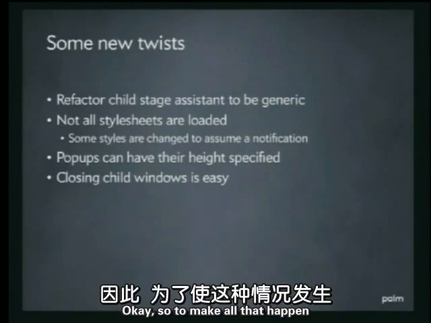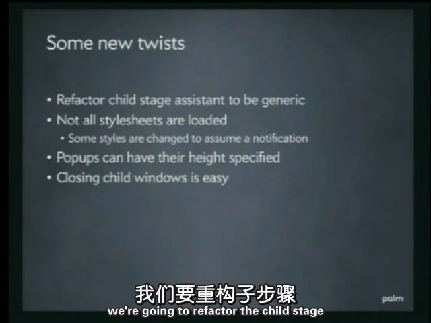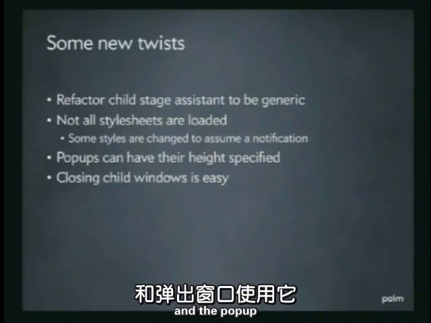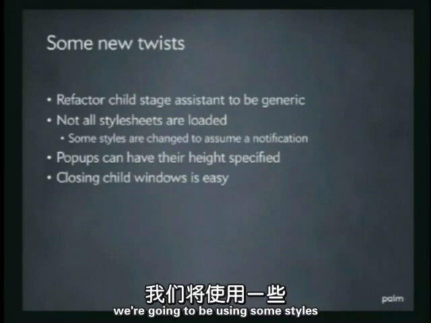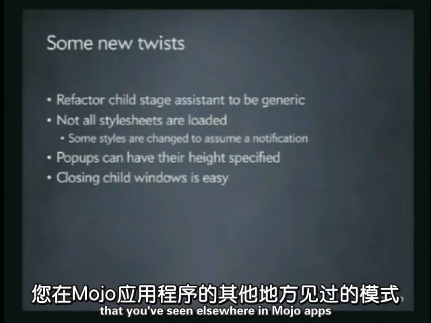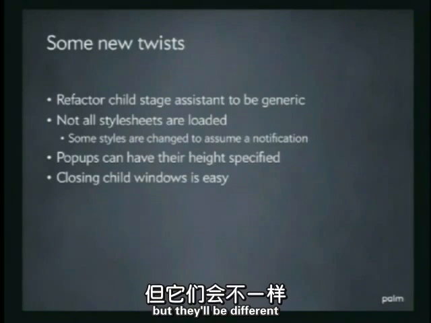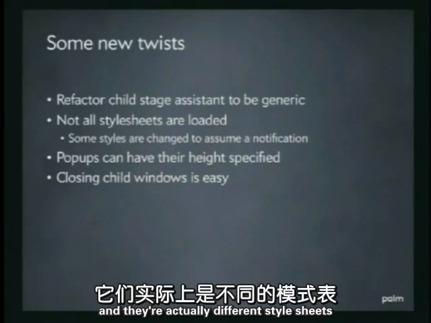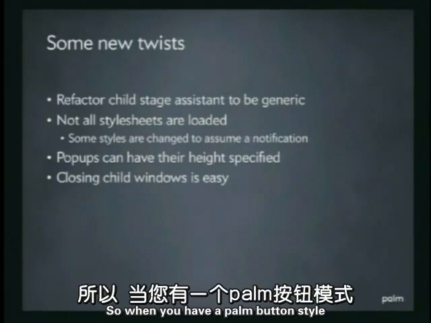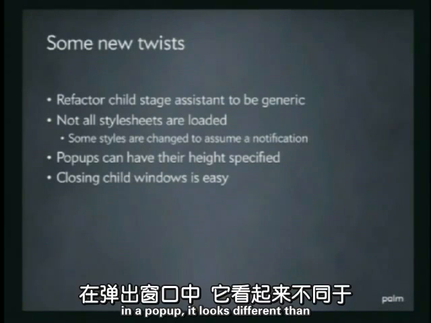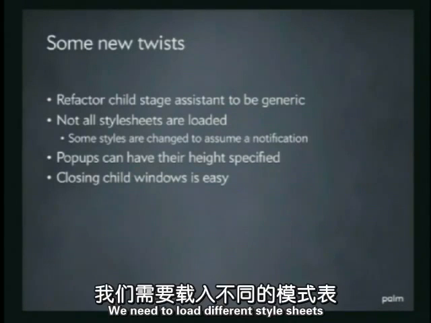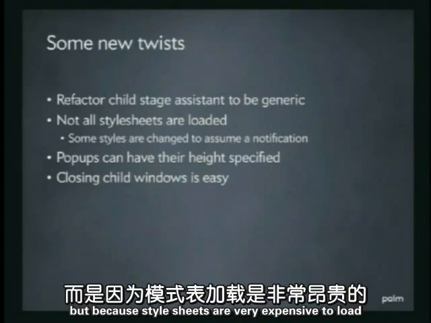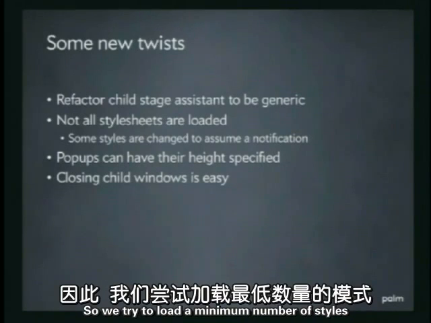Okay, so to make all that happen, we're going to refactor the child stage so that we can use it for both the dashboard and the pop-up. We're going to start using some styles that you'll have seen elsewhere in Mojo apps, and they're going to be different. So the reason for this is that in child stages, we load a subset of the style sheets, and they're actually different style sheets. So when you have a poem button style in a pop-up, it looks different than a poem button style in a regular card. We need to load different style sheets not only for the look and feel, but because style sheets are really expensive to load. So we try to load a minimum number of styles.